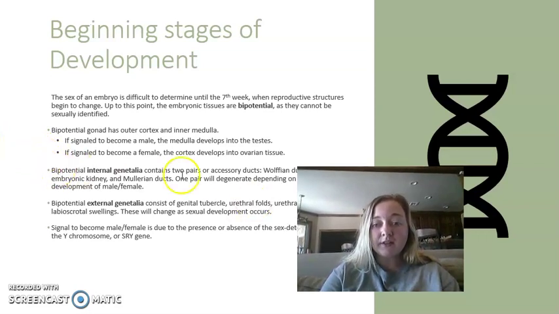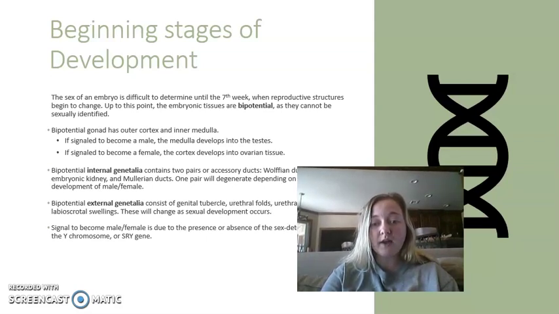Bipotential internal genitalia contains two pairs of accessory ducts: Wolffian ducts from the embryonic kidney and Mullerian ducts. One pair will degenerate depending on sexual development of male or female. Bipotential external genitalia consist of a genital tubercle, urethral folds, urethral groove, and labioscrotal swellings. These will change as sexual development occurs into either a male or female. The signal to become a male or female is due to the presence or absence of the sex-determining region of the Y chromosome, or SRY gene.